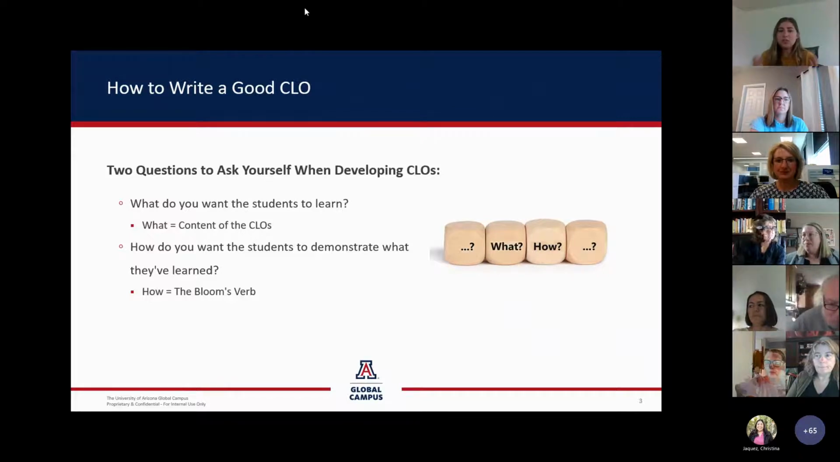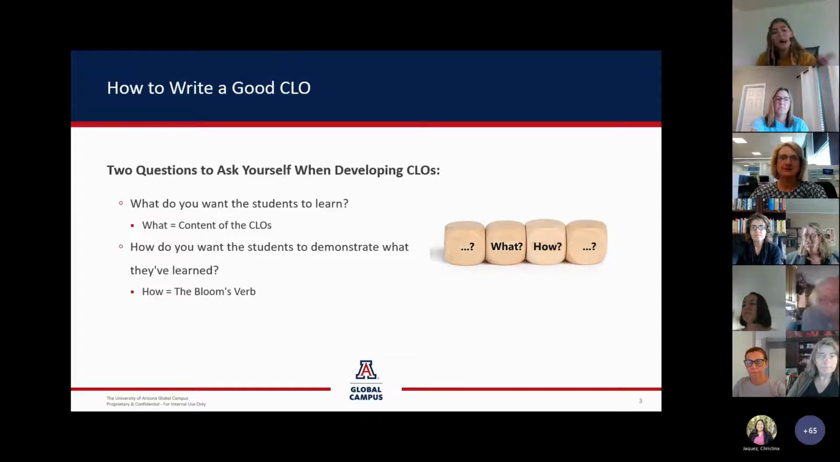So to help you determine how you want to write your CLO, I like to ask myself two questions. So the what: what do I want the students to learn? And that's really going to be that content and that meat of your CLO. And then the how: how do you want the students to demonstrate what they've learned? And that's going to be the Bloom's verb that you choose. So I find those two questions really good to help get you thinking and get you started when writing the CLO. And then if we can head to the next slide.